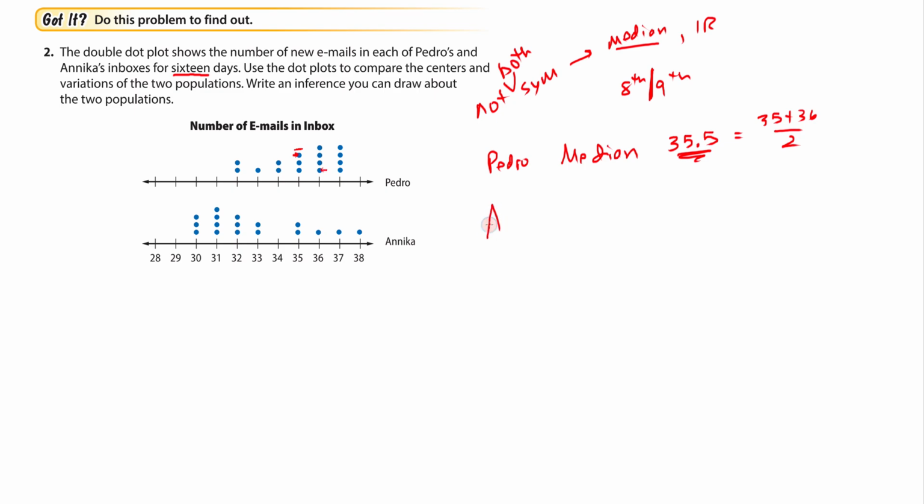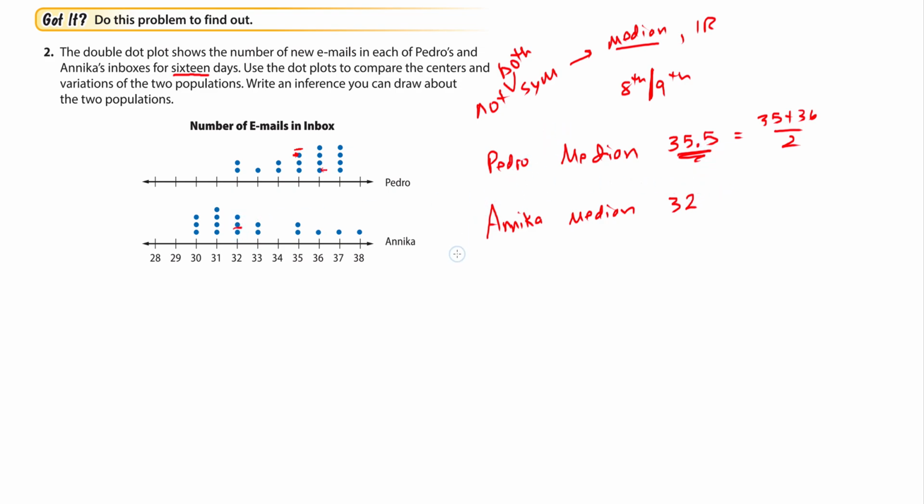So let's do the same thing for Annika. For Annika, we have 16 dots as well. So 1, 2, 3, 4, 5, 6, 7, 8, 9. The 8th and the 9th one are right here. They're both at 32. So for Annika, the median is 32. I hope I don't need to do 32 plus 32 and divide that by 2. It's halfway between a 32 and a 32.